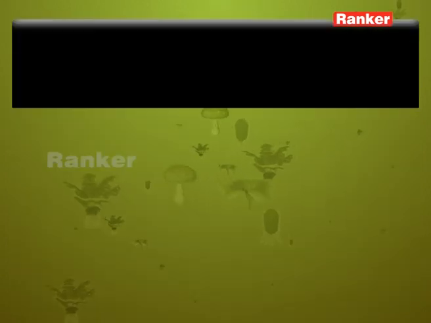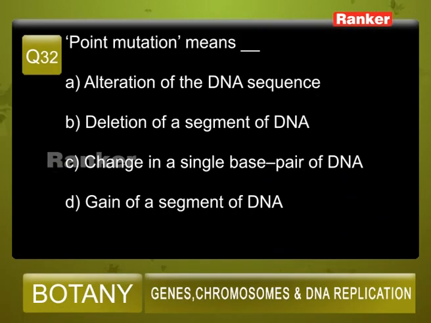Question number 32. Point mutation means A. Alteration of the DNA sequence, B. Deletion of a segment of the DNA, C. Change in the single base pair of the DNA, D. Gain of a segment of a DNA.